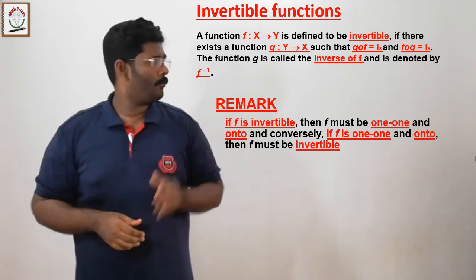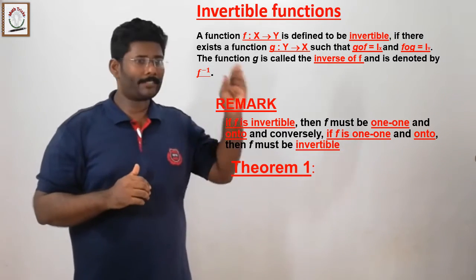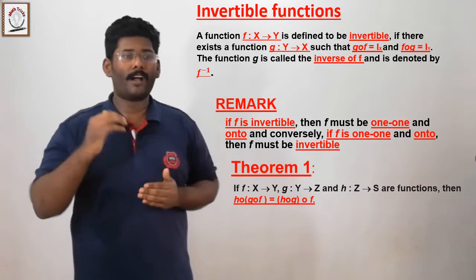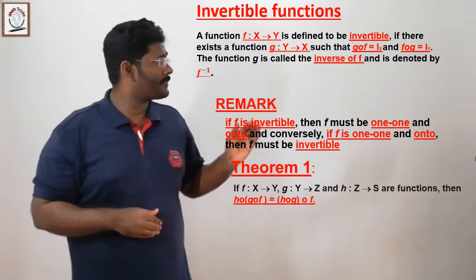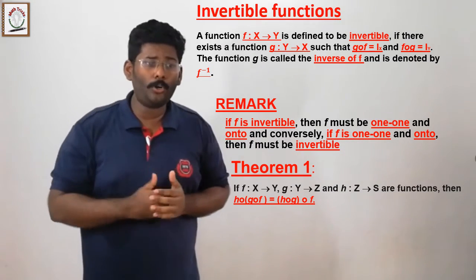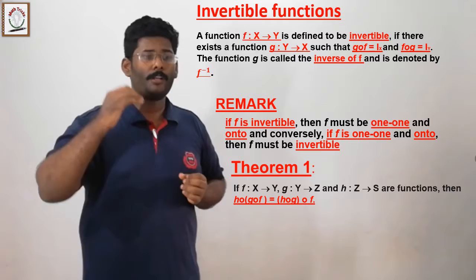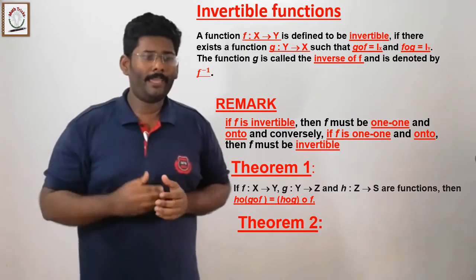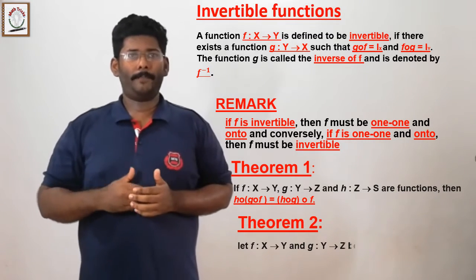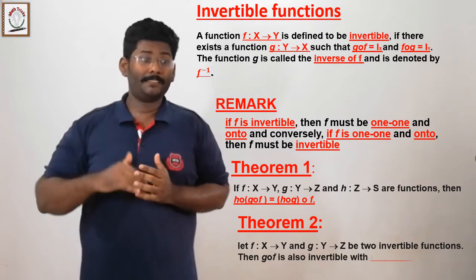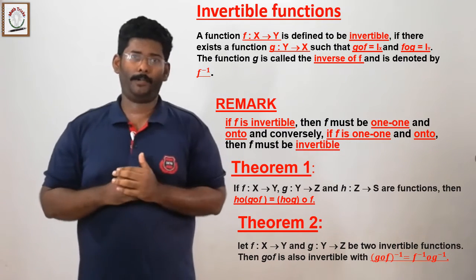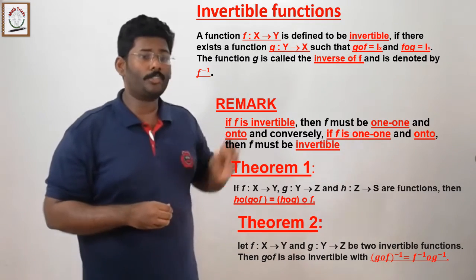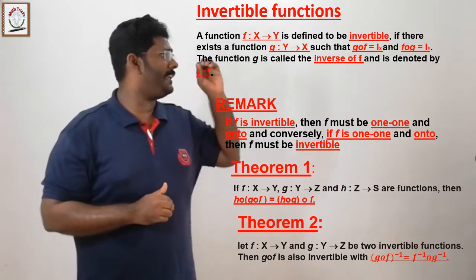Here you have two theorems. First one is, if f from X to Y, g from Y to Z and h from Z to S are functions, then h composite g composite f is equal to h composite g composite f. And another theorem says that let f from X to Y and g from Y to Z be two invertible functions, then g composite f is also invertible, and (g composite f) inverse is equal to f inverse composite g inverse.